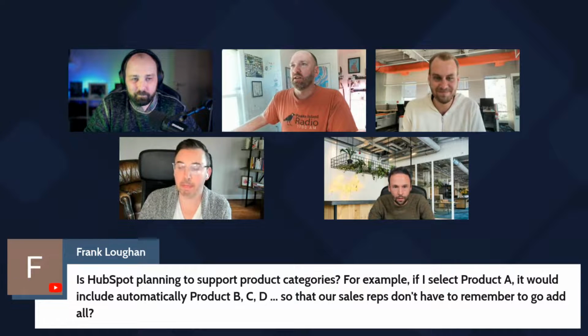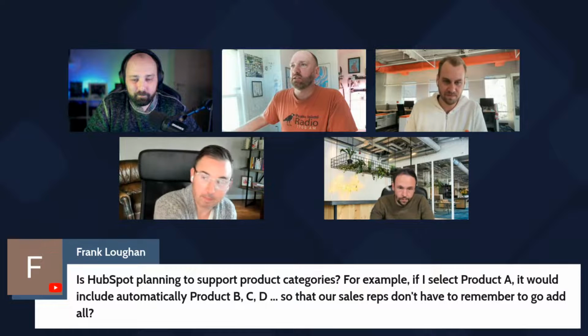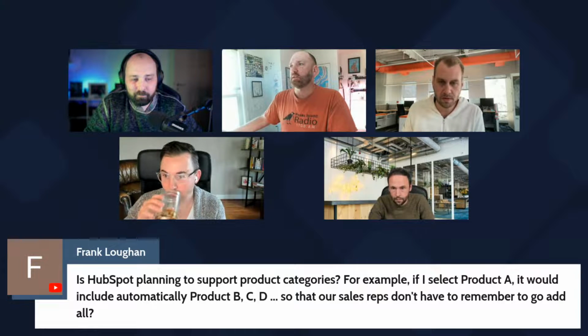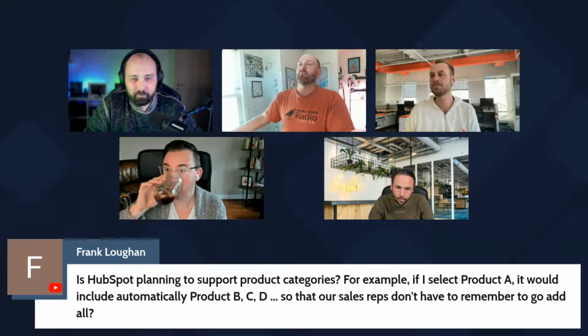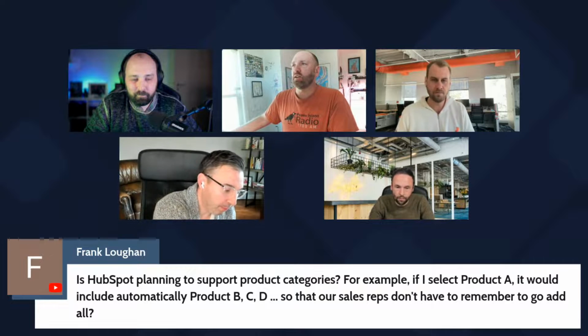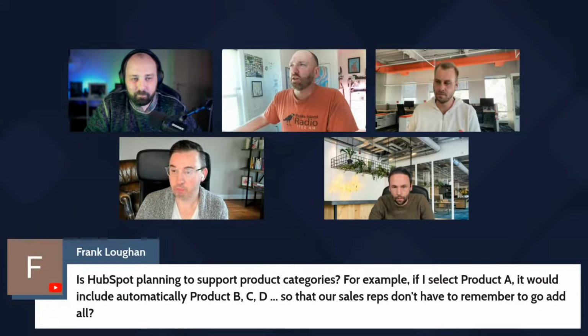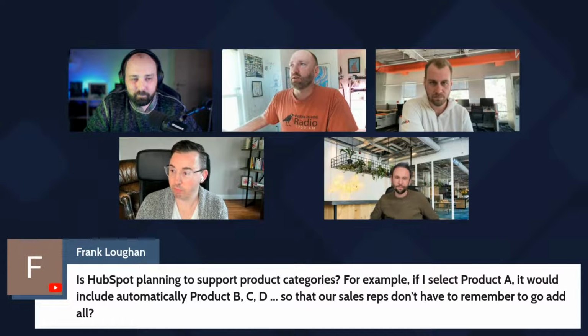Yeah, I love it. Moving on here to Frank, and he had 2 parts to this. So is HubSpot planning to support product categories? For example, if I select product A, it would include automatically product B, C, and D, so their sales reps don't have to remember to go at all. I imagine, I'm not sure if Jax, you start, and then I want to go over to Tuan. I feel like there's a way you could probably, or John, you can speak to this as well. There's ways you could do this, but maybe not directly with HubSpot default functionality. Jack, you want to start that off?